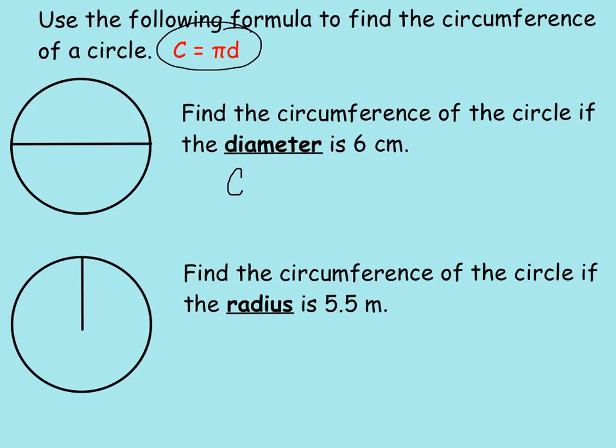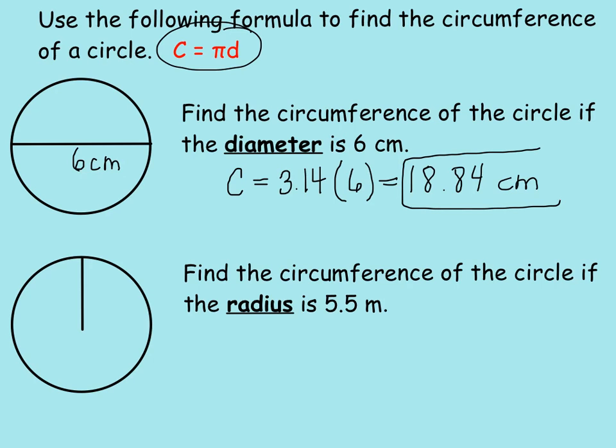So C equals, remember we're using 3.14 for pi, times the diameter of the circle, and the diameter of the circle here is 6. When we multiply these, we end up with 18.84 centimeters. The circumference is always measured in just plain units like centimeters or yards. It doesn't have the squared sign like area does. All right, now let's go ahead and try the second circle.